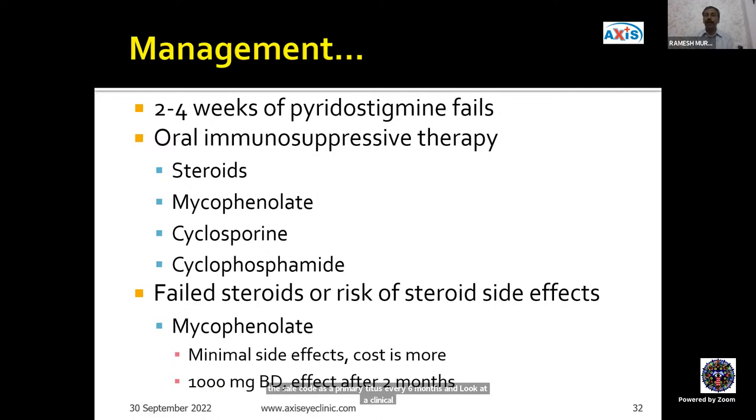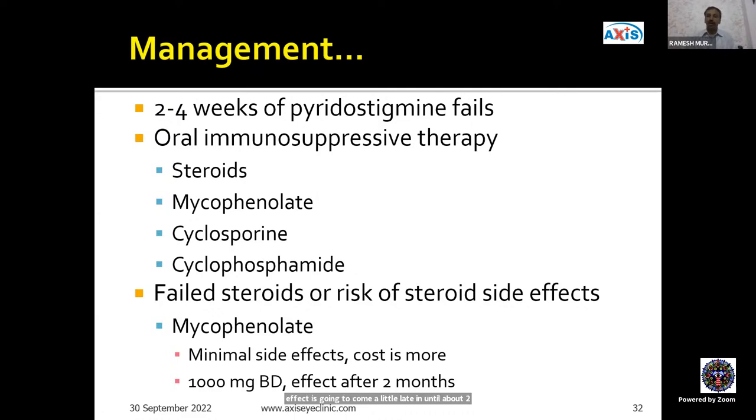Suppose we've started the patient on pyridostigmine, and we've given about 2 to 4 weeks of pyridostigmine. And if it fails, then we can definitely go to the next step, that is to give oral immunosuppressive therapy in the form of steroids. Steroids have their own side effects, and sometimes they may also fail, in which case we go on to the next drug of choice, which is mycophenolate mofetil. It has minimal side effects, though the cost is more. And usually we give about 1,000 milligrams twice a day, but the effect is going to come a little late in onset, about 2 months or so after we start the medicine.